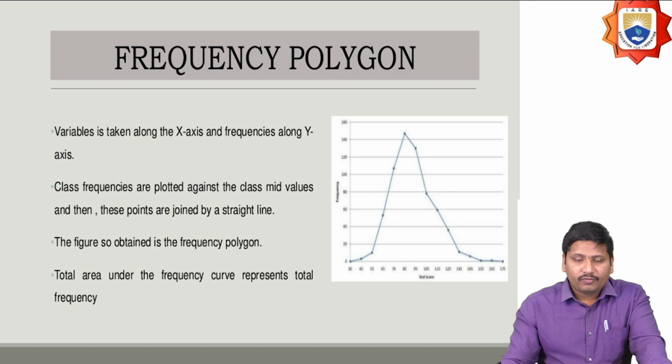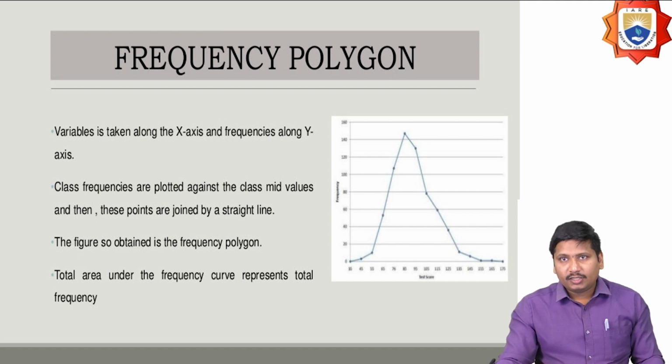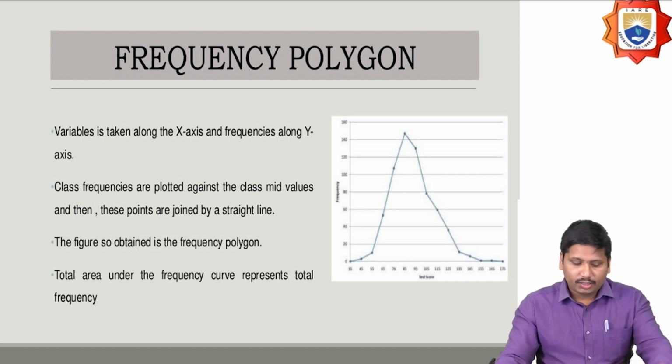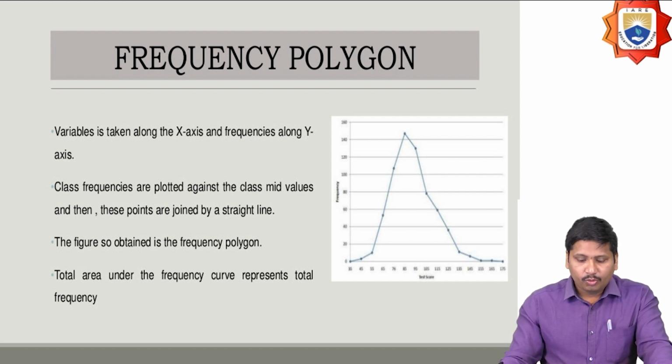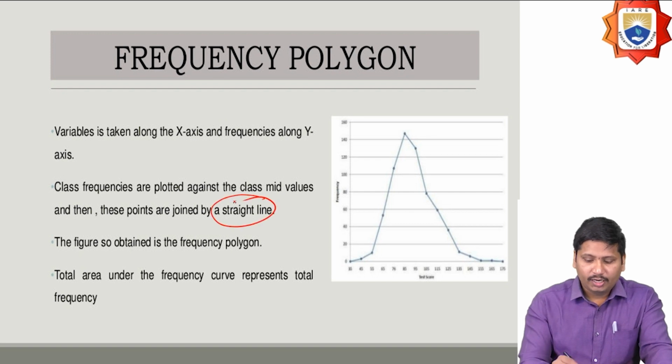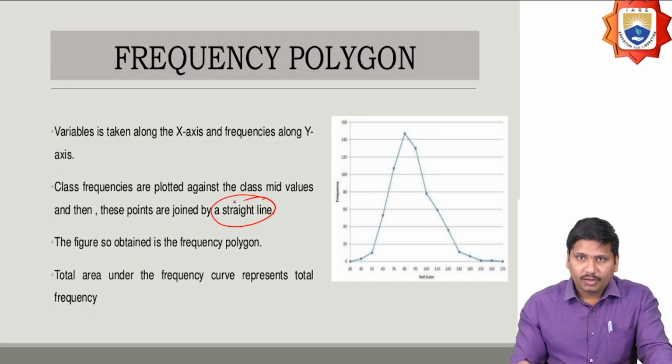And the next one is the frequency polygon. Here the variables are taken on the x-axis and the frequencies on the y-axis, the same thing. The class frequencies are plotted against the class mid values, and these midpoints are joined by straight lines here. The figure so obtained is what we call the frequency polygon, and the total area under the frequency polygon represents the total frequency.